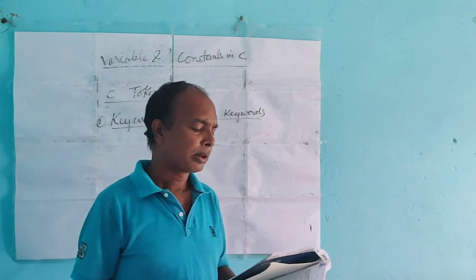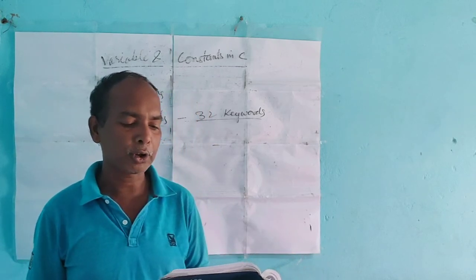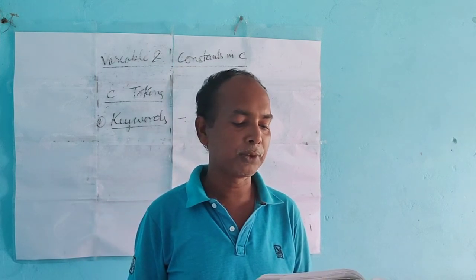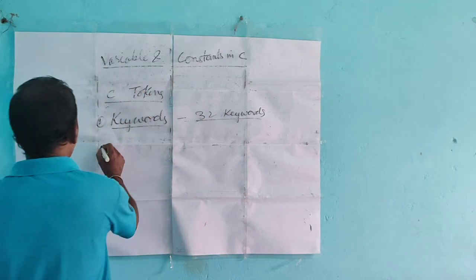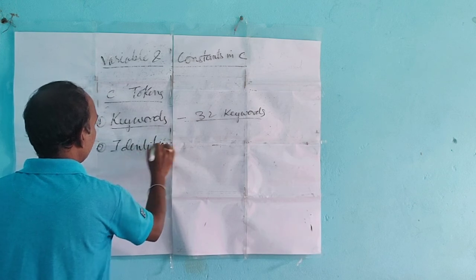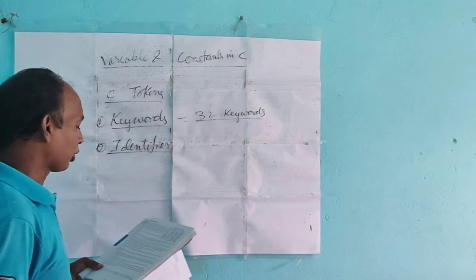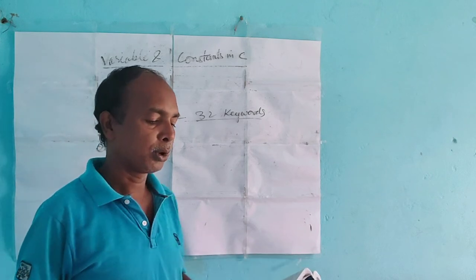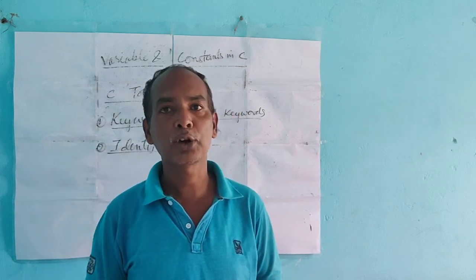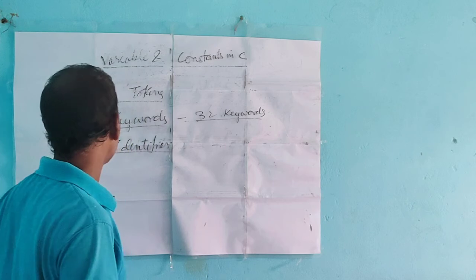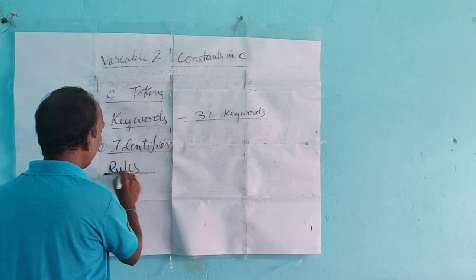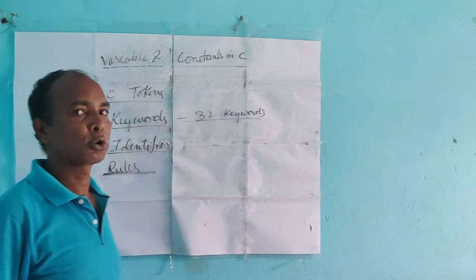Next is identifier. Identifiers are C tokens defined by the programmer in a program, which may refer to the name of a variable, function, or array. Whenever you are going to use an identifier, we have to follow some rules.